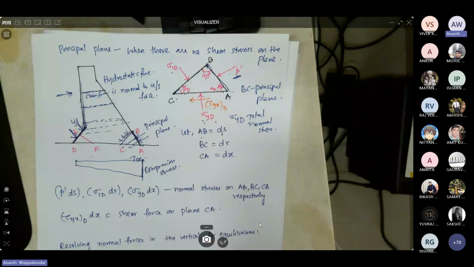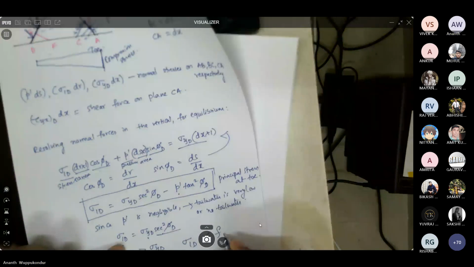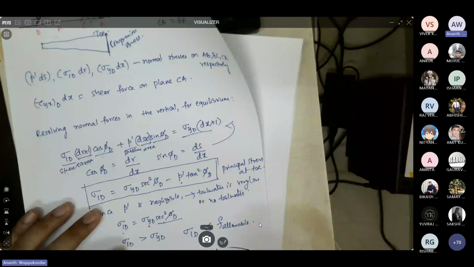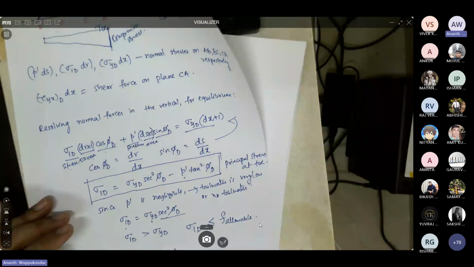So when you want to select a material for constructing the dam, you should check for the principal stresses if this sigma 1d is less than or equal to the allowable stress of the material. So you should make sure that your material, let's say concrete, is able to withstand the stress sigma 1d. So if not, then you need to revise the design or revise the material choice.